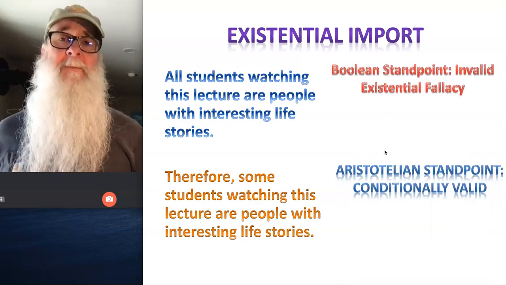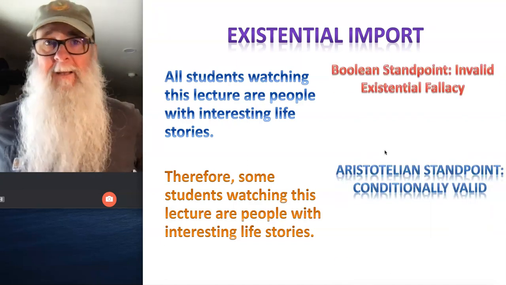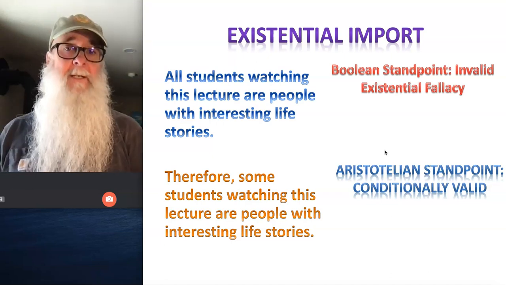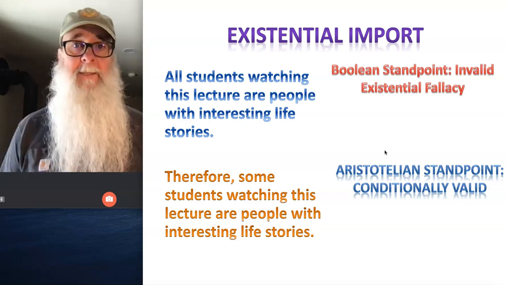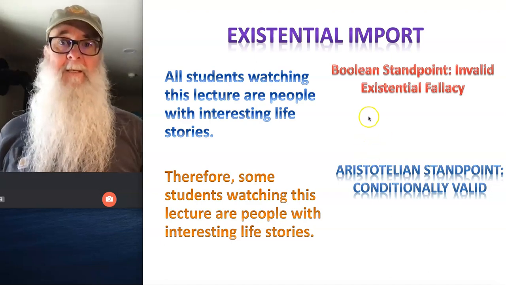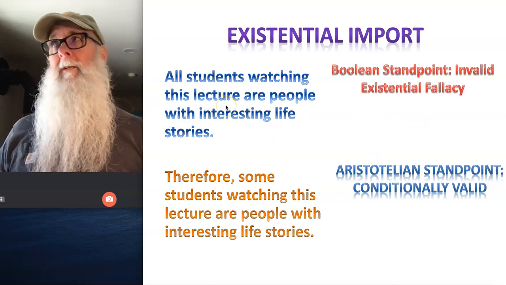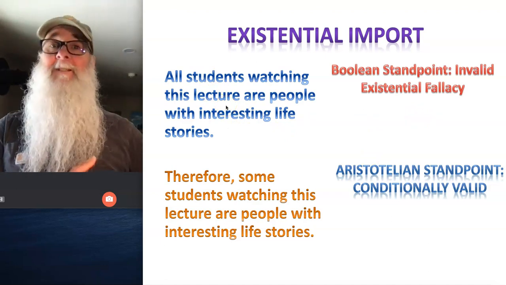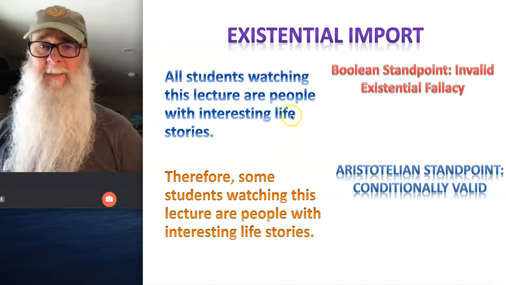So we know that this argument is invalid from the Boolean standpoint because it commits the existential fallacy. And we know that by subalternation, it's conditionally valid from the Aristotelian standpoint. The condition that has to be met is that students watching this lecture has to exist as a thing. And you do. So this argument has met the condition for validity from the Aristotelian standpoint.